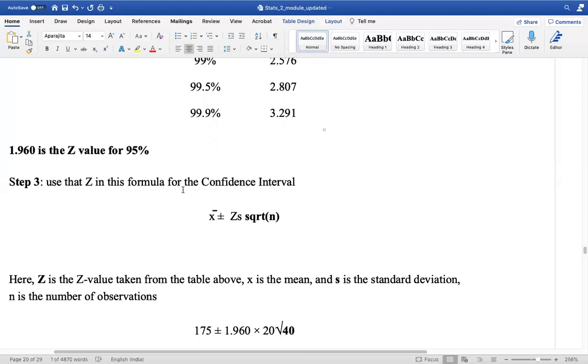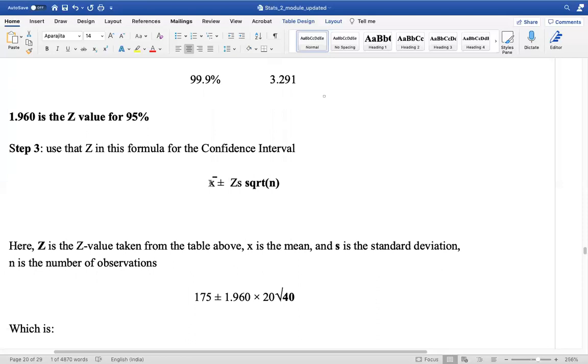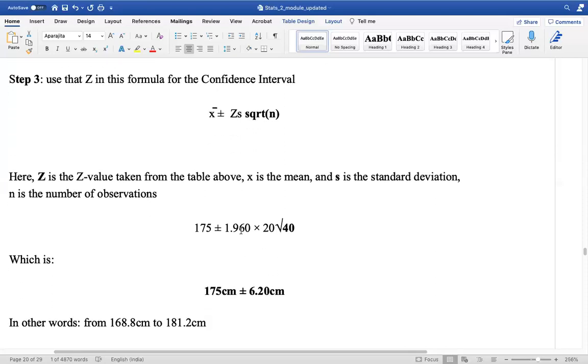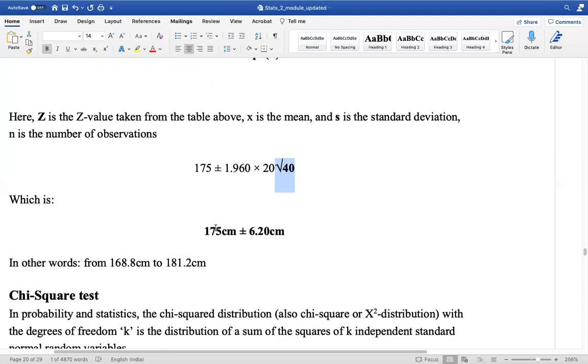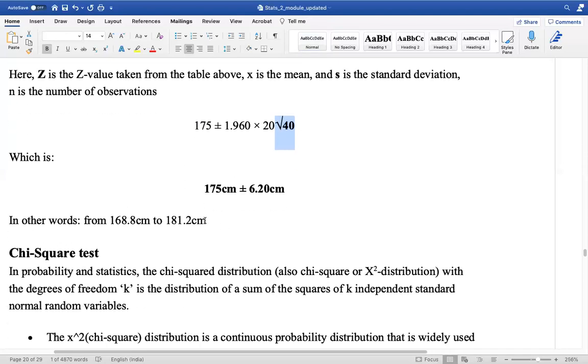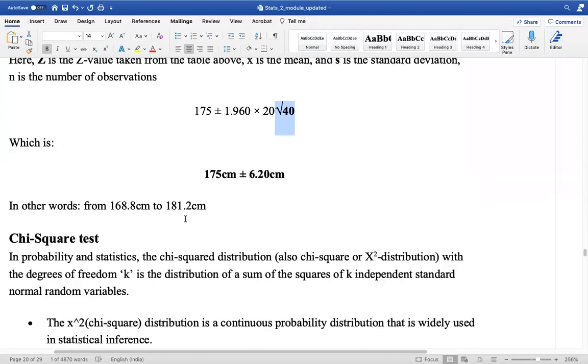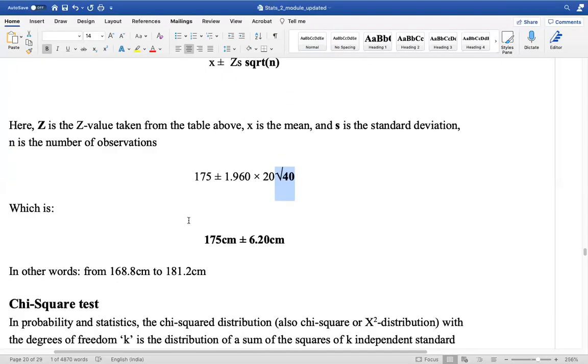Use the z value in the formula of the confidence interval: x-bar plus or minus z times s over the square root of n. So you take the z value multiplied by the standard deviation divided by root n. We already know the sample mean, we already know the standard deviation, and we already know the n value. So this is the range the data can fall within. This is the way the confidence interval is calculated, based on the z value.